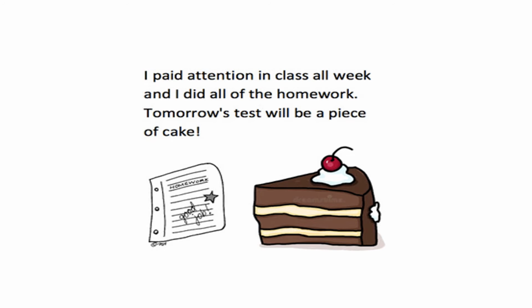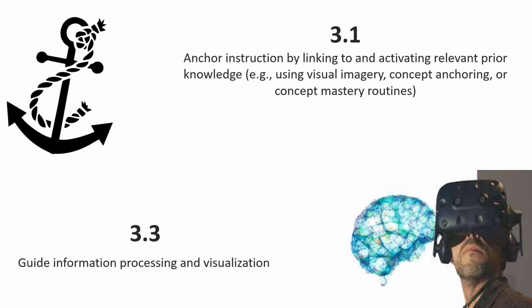Additionally, I will be including multiple images in the written text documents that demonstrate visually the difference between concrete and figurative meaning. Here, for example, we have a piece of cake as in doing a test easily, and a literal piece of cake. In addition to language and symbols and the focus on 2.5, I will also be looking at comprehension with a focus on 3.1, anchoring instruction by linking and activating relevant prior knowledge, and 3.3, guiding information processing and visualization.